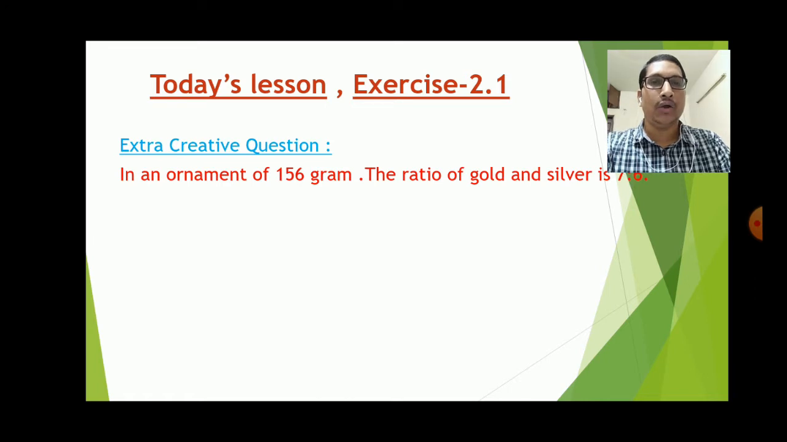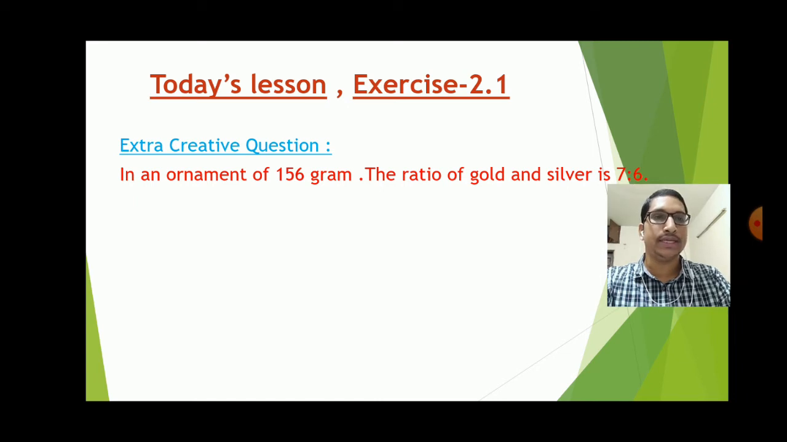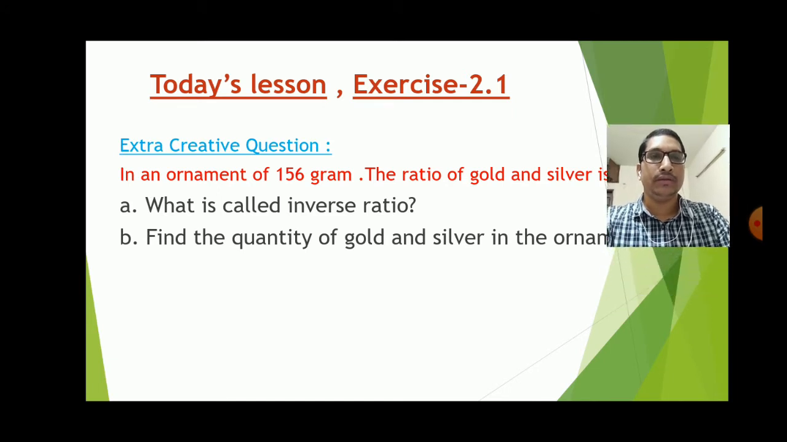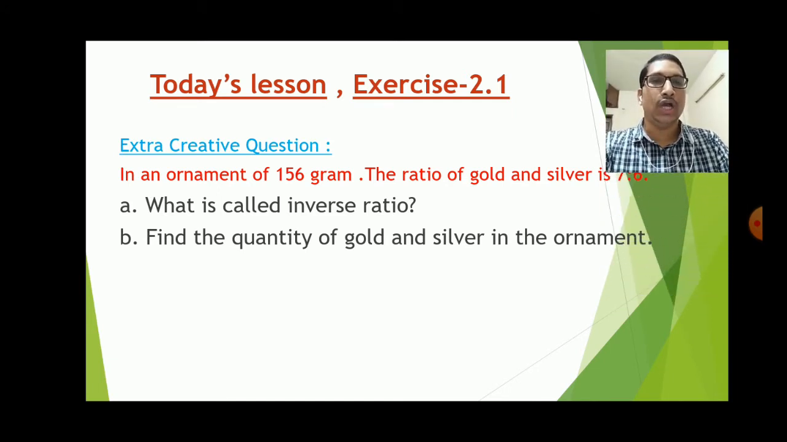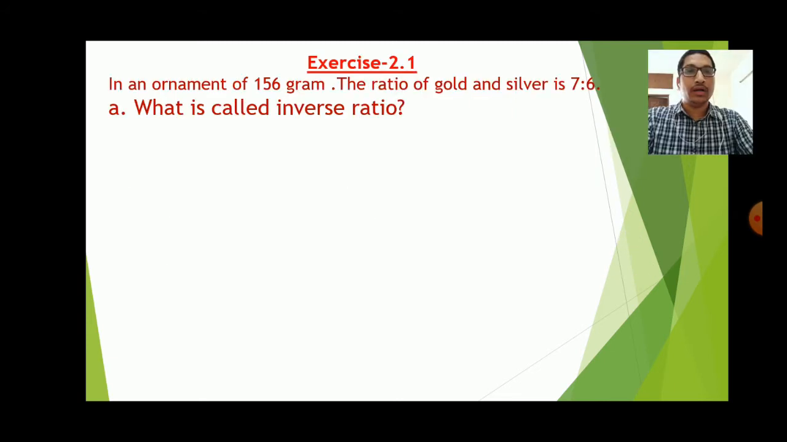So in an ornament of 156 gram, the ratio of gold and silver is 7:6. A number question, what is called inverse ratio? Number B, find the quantity of gold and silver in the ornament. That means here we have to find out separately gold and silver's quantity. Number C, how much silver is to be mixed to make the ratio 6:7? Now our first question, what is called inverse ratio?